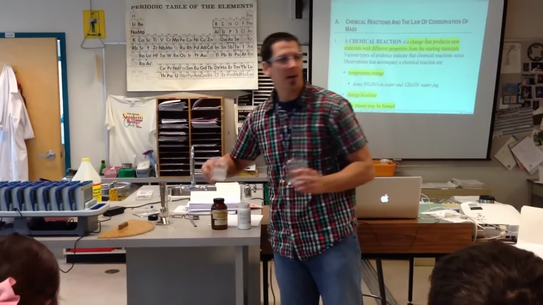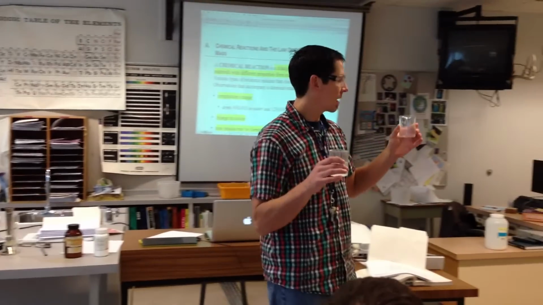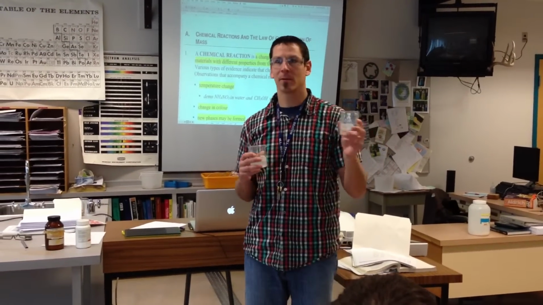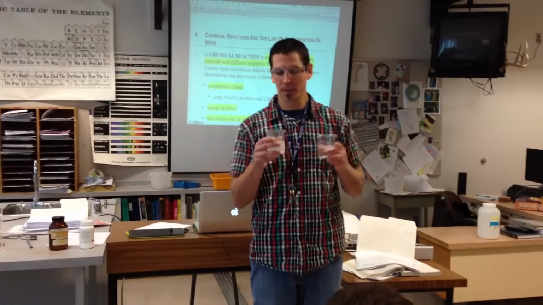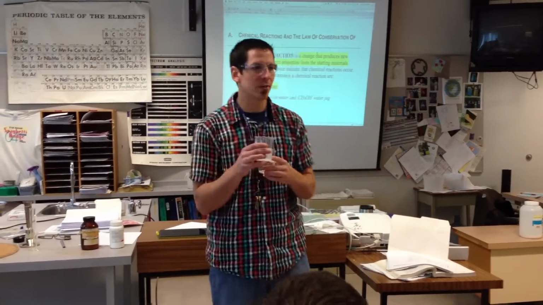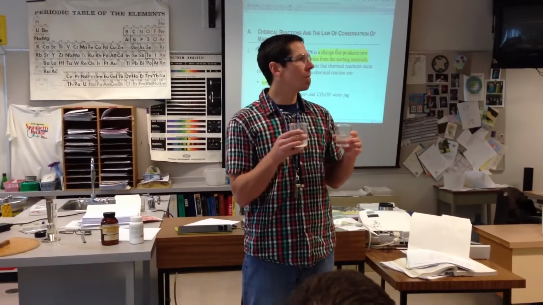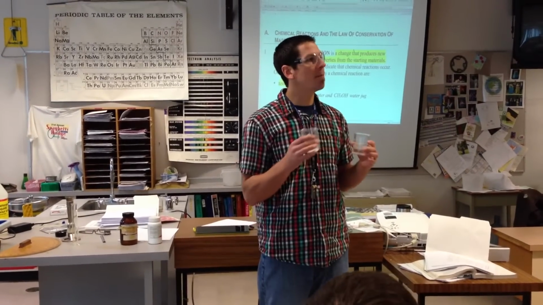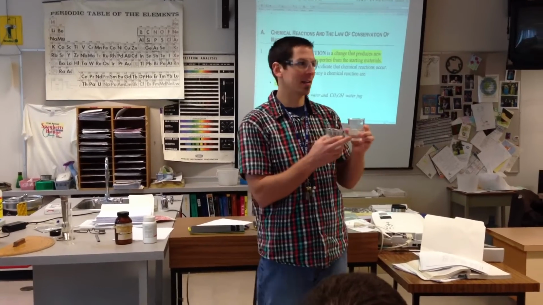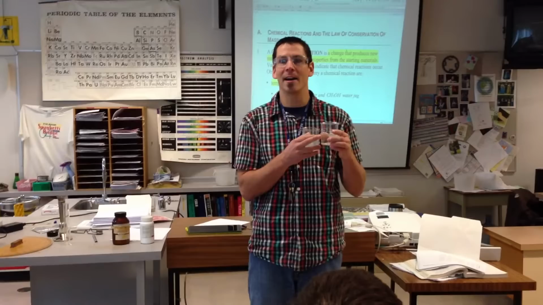What I have here are two different solutions. Okay? The one that's fairly clear is a solution of a chemical called potassium iodide. And this one that's a little bit cloudy is a solution called lead nitrate. Now, when they go into water, because they're ionic compounds, they break apart into ions. So there isn't actually any lead iodide here. What it is is lead ions.